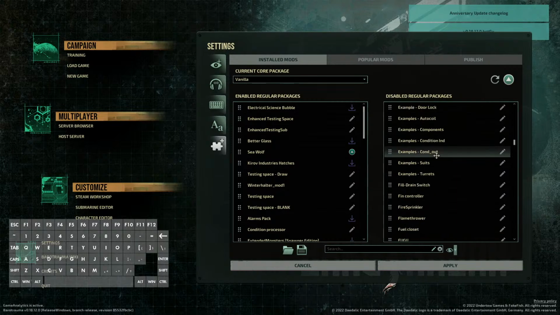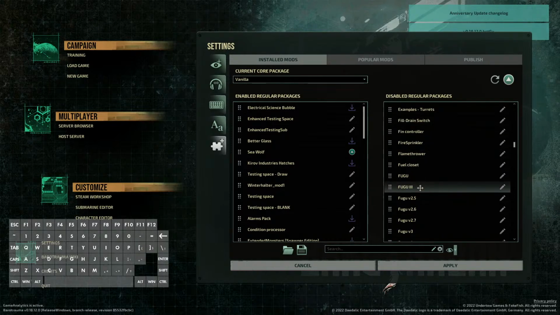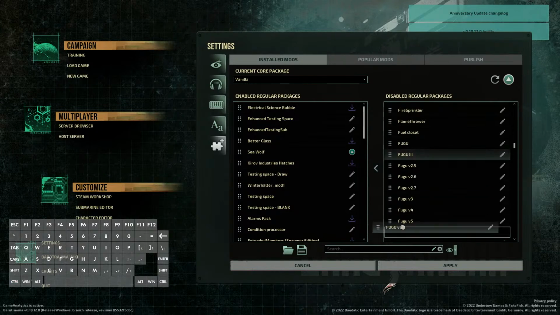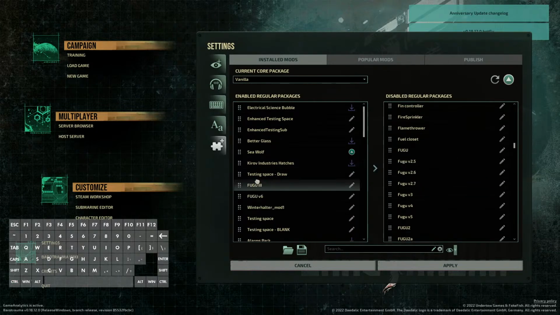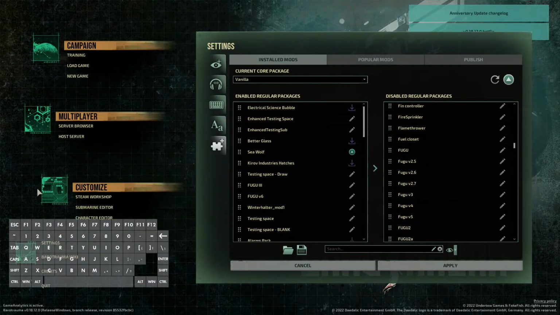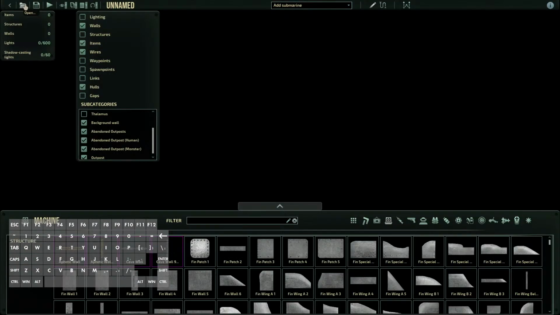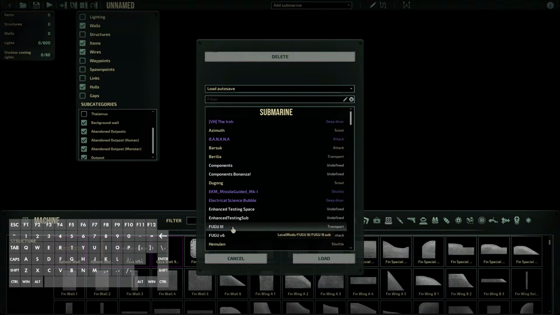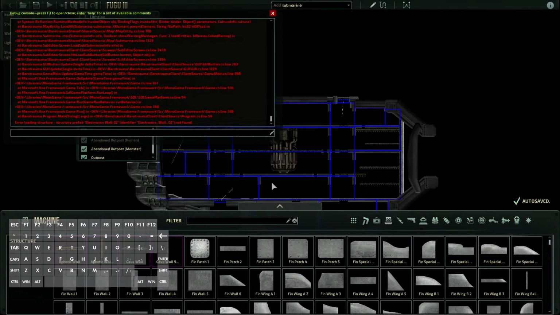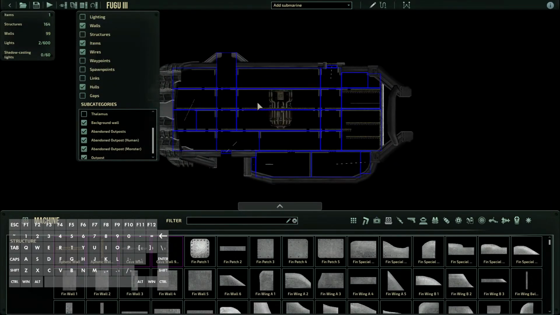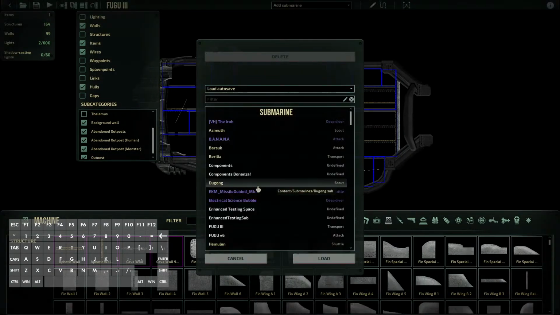Where's my Fugu? Fugu 3. Fugu V3. Fugu V5, V6. Okay. I think it's the V6, but I'm gonna take the Fugu 3 over here and see what happens. I don't know if these work, guys. I haven't looked at these in a very long time. Oh no, this one doesn't work. So this is the Fugu. Let's try Fugu V6 then.